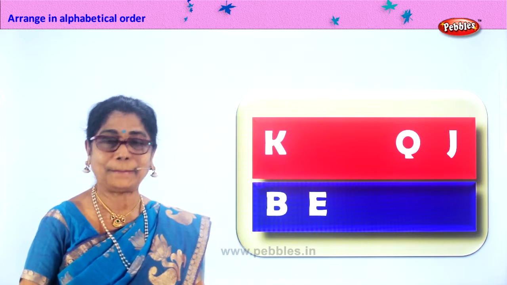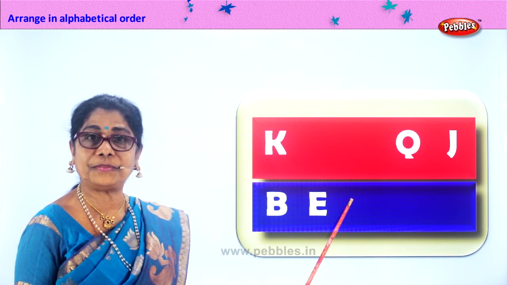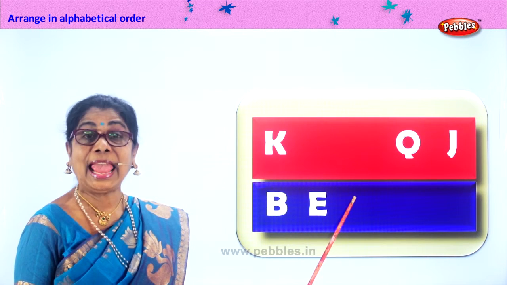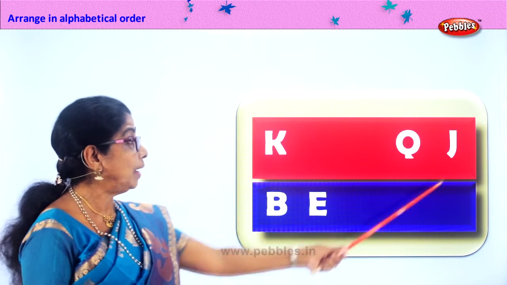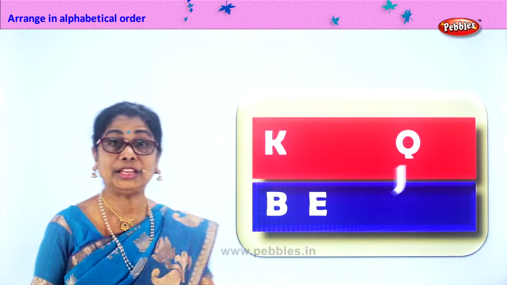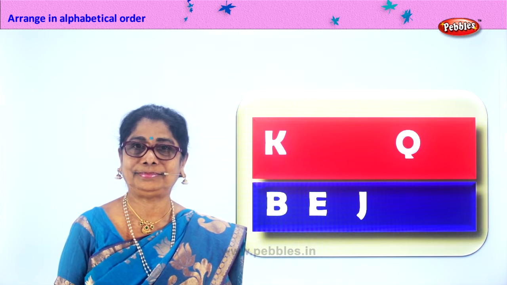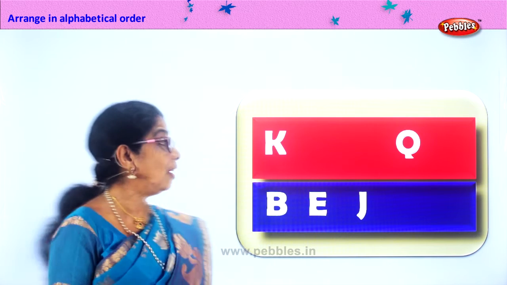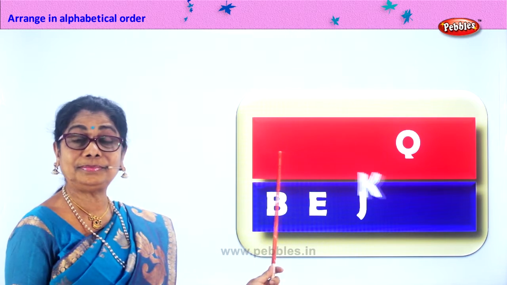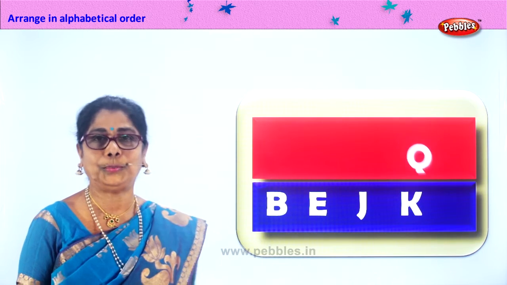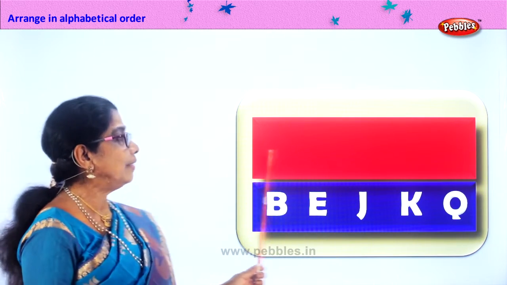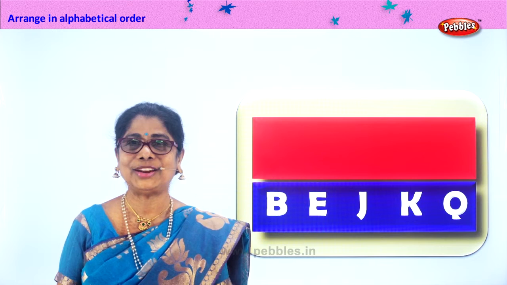E, F. F. No. G. H. I. No. J. Oh, we have J here. So we put the next J. Next. K. Oh, we have K here. K here. Then of course last letter Q. Let's go. We have arranged all the 5 letters in order correctly.